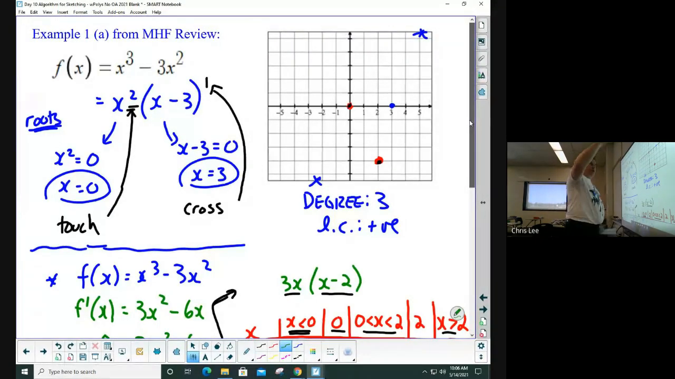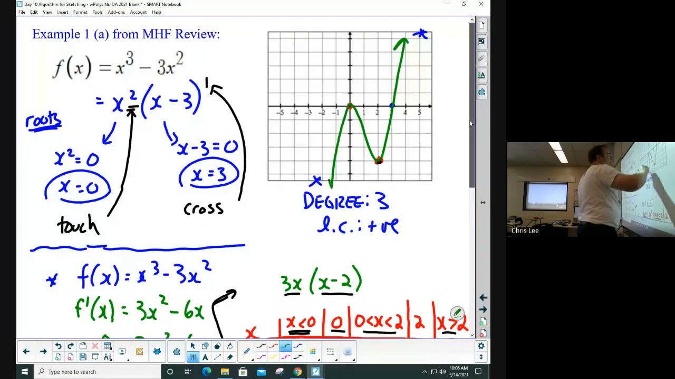We know it's a degree, it goes up, its leading coefficient, it's going to start here, it's going to bounce off here at the max, come back down to the min, and then go through that point and cross through that point. And so we get a much more accurate picture of our polynomial.